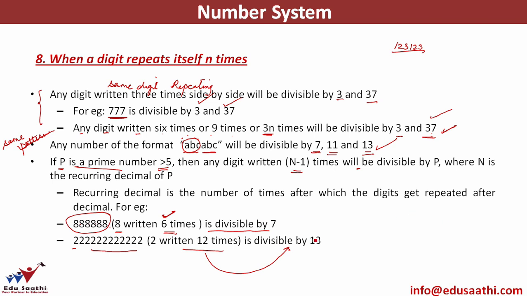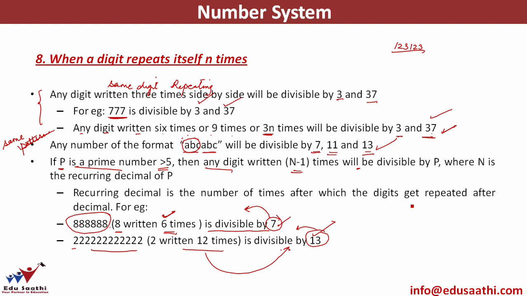Now let me call this thing. If you have taken the prime number as 13, 13 is a prime number. What is the number which is just before 13? It is 12. If you write any digit 12 times, it will always be divisible by 13. 7. What is the recurring decimal of 7? 6. So if you write any digit 6 times, it will always be divisible by 7.